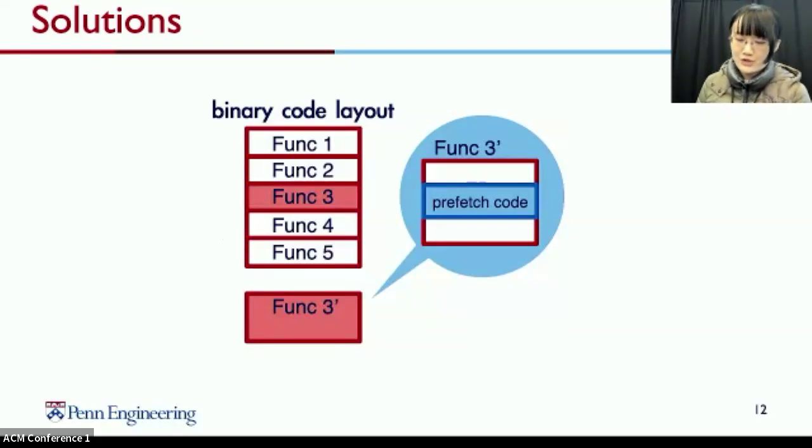And the only thing we need to change in the original code is for all the call instructions that point to the original function, we need to have them updated, because at this point, they need to point to the optimized function.